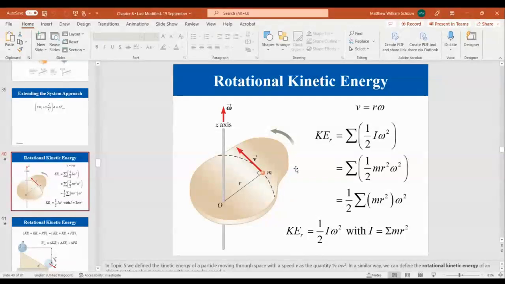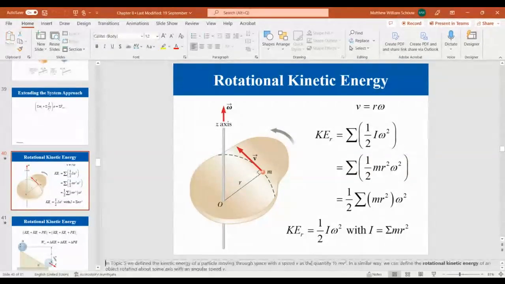If you can't hear me, just tell me. If I'm moving too fast, just let me know. Right, so in topic 5, if you recall, we talked about the kinetic energy of a particle moving through space, and it was given by the equation half mv squared. I hope you can recall that, right? But we've been talking about rotation for the last two or so weeks, and just like the linear kinetic energy, we also have a rotational counterpart, which is the rotational kinetic energy.